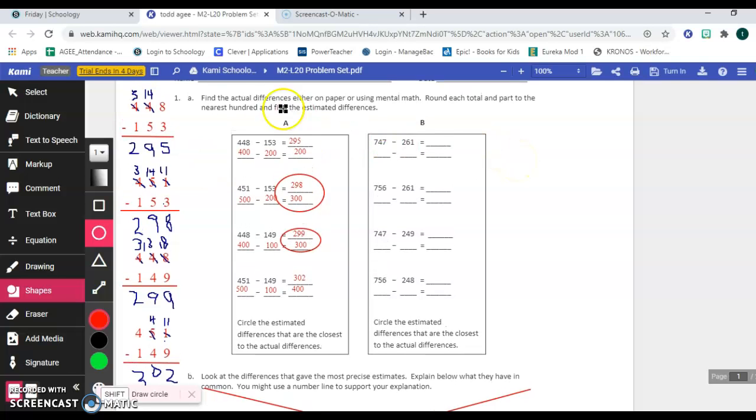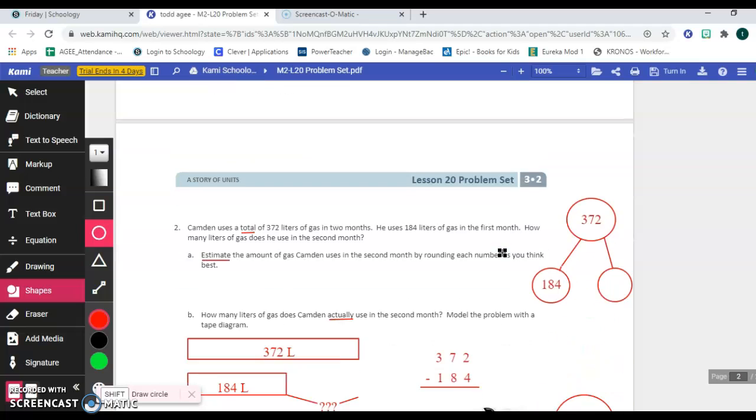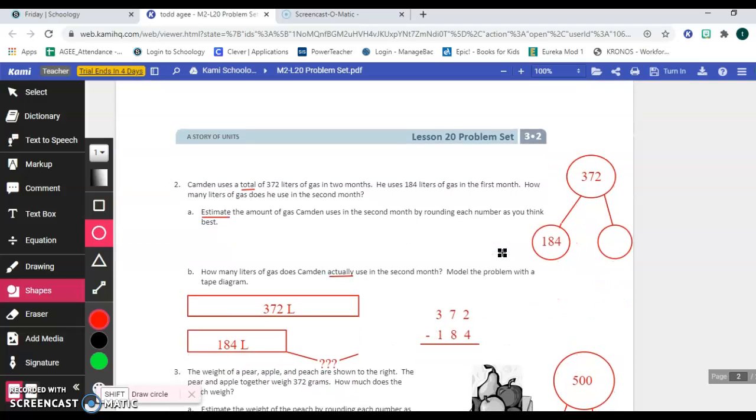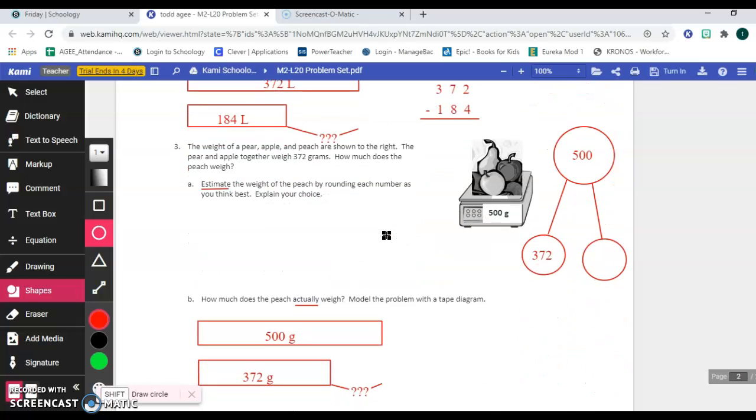The big idea is we're practicing using the standard algorithm to subtract. We're also practicing rounding to the nearest hundred and then analyzing what it looks like to compare the actual differences to the estimated differences. I'm going to leave this section B for you to do on your own. Down here, I'll do one of these now, and then we'll save one for when we work together.